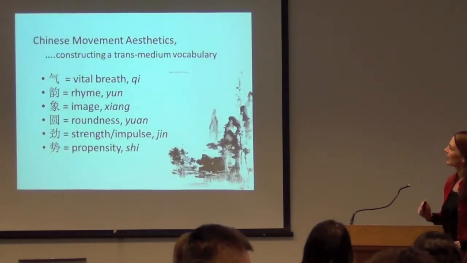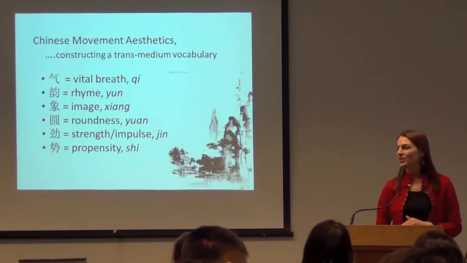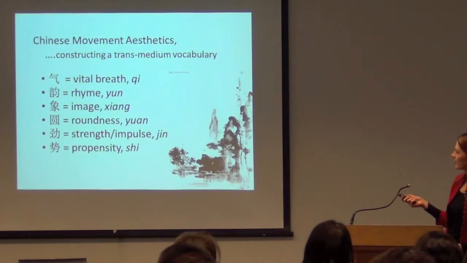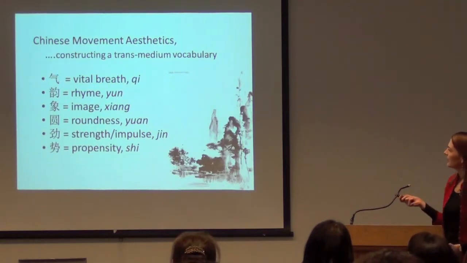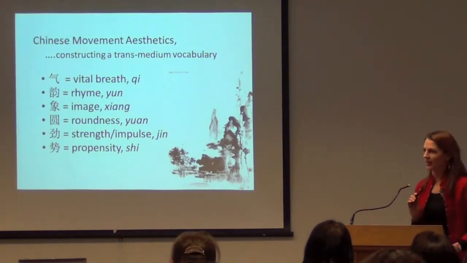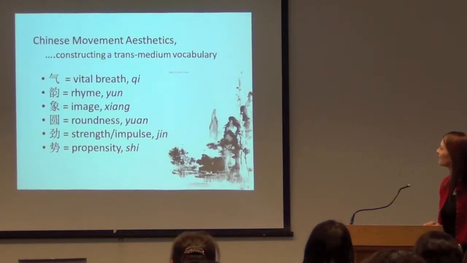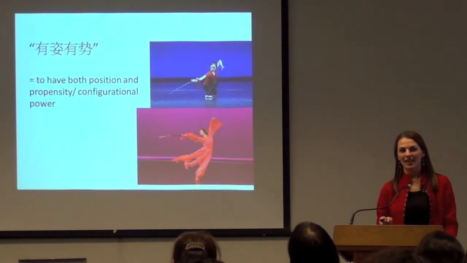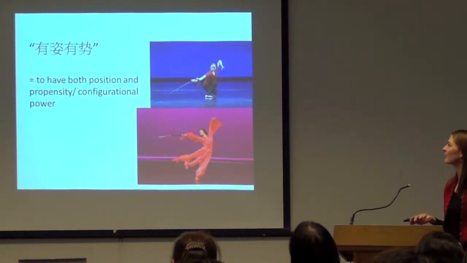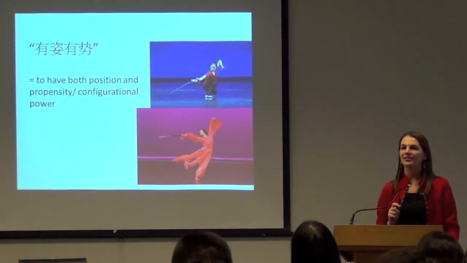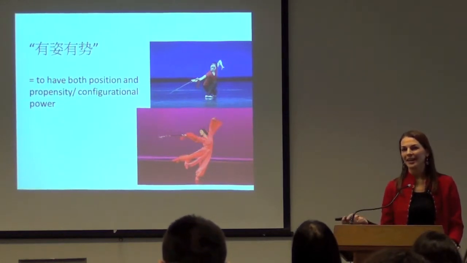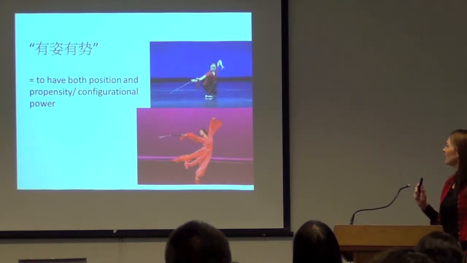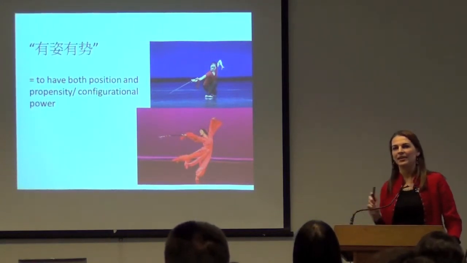And so if we look back, I just gave you a little bit more in-depth understanding of qi and yun. Xiang, I'll talk about in the context of a couple of works in just a minute, and also roundness and jin. But I want to talk for just one more minute about this idea of shi, or propensity. So a common expression by Chinese dancers today is 有姿,有势. So the zi here refers to a static position, what we might call a line in ballet. The shi actually refers to that sense of movement that's contained in the action itself.